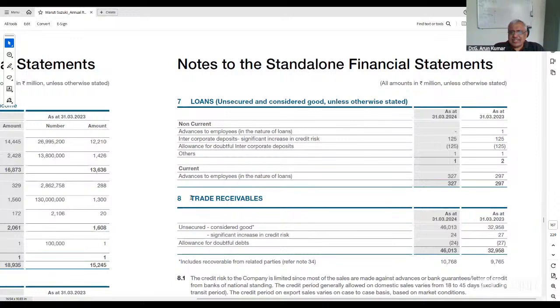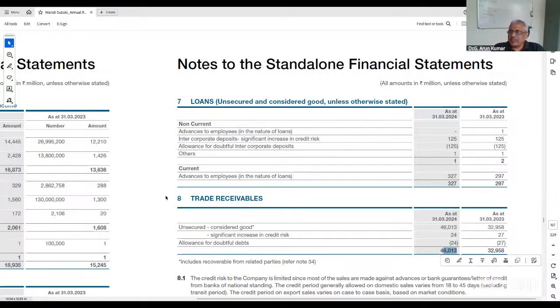What we call trade receivable, that is what we said. Loans will come to loans. Trade receivable, that is unsecured, most of these are considered good, but there is a significant increase in creditors. That means these $24 million is due, but there is a significant increase in creditors. So I have created an allowance for doubtful debt for the $24 million. So my net receivable is only 46,013. That is all what is receivable out here. Trade receivable means I have sold, I have to receive.